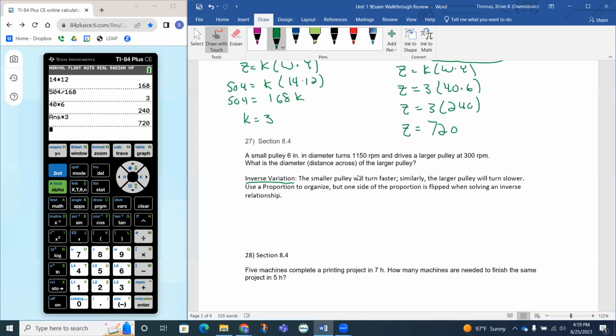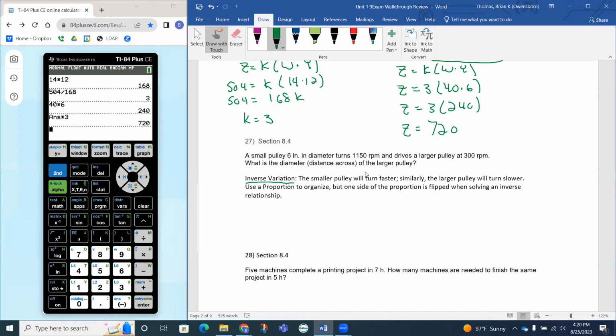One of the things we know, if we understand a little bit about pulleys, is the smaller pulley is actually going to be turning faster. Similarly, the larger pulley is going to be turning slower. So notice how the smaller pulley is going faster. This is the inverse concept. We have small to fast. That's inverse thinking, or inverse variation. The larger pulley is big, but it's going slow. That's inverse thinking. If one is small and one is big, this is inverse variation.